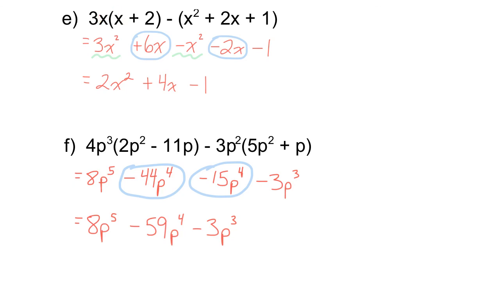So I expand the brackets, 3x times x, 3x times 2. Here, a lot of people get tricked here. You're subtracting everything in the brackets. You can think of it as a minus 1 in front. So everything inside the brackets is multiplied by minus 1. So essentially we're just changing the sign on all of these. It's negative x squared minus 2x minus 1. We have like terms, so we can combine those to get our final answer.